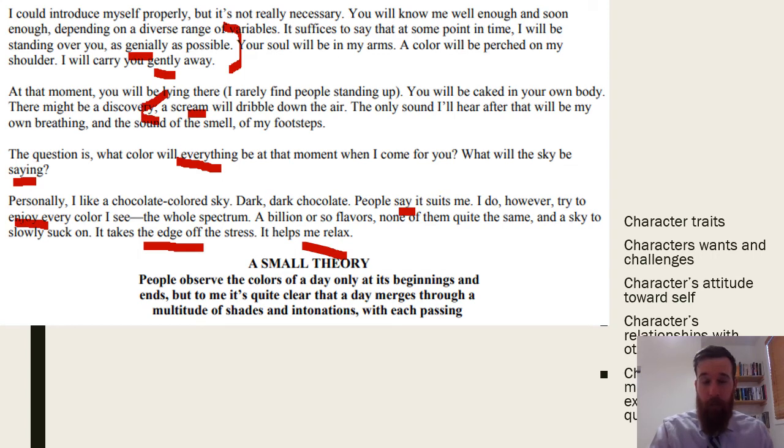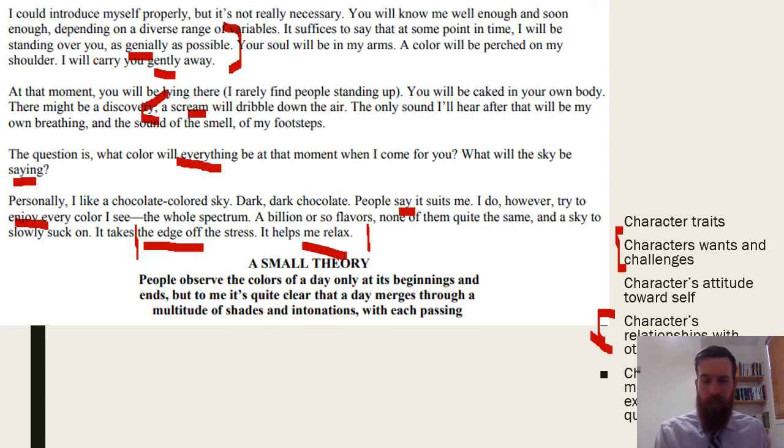So we see, like, that part when he's going to people, and I'm thinking about his relationship with others. Because at the end it says it takes the edge off the stress. It helps me relax. So definitely, like, characters, wants, and challenges. Like, this character, Death, is kind of stressed about their job. And maybe that's because of their relationship with others. Like, doesn't really have a good relationship with others. Whenever he comes by, they are screaming.